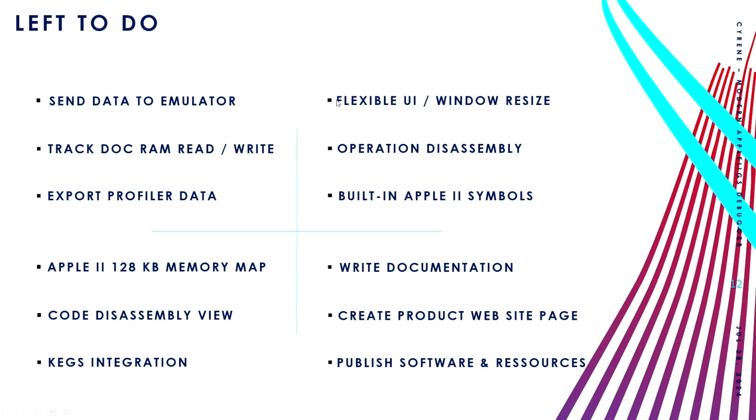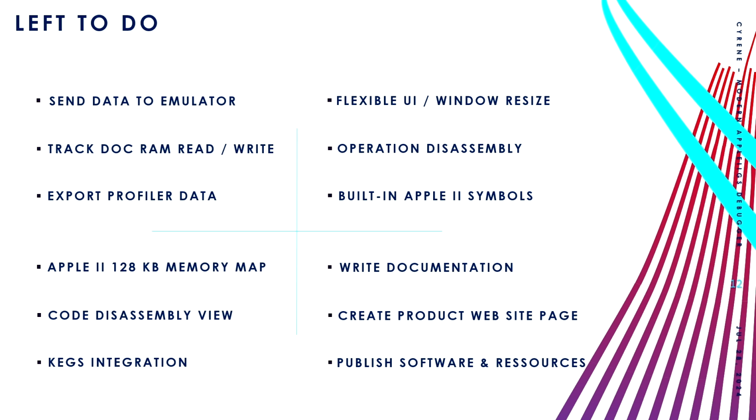I have some work to do on the UI itself. For example, let's make the window resizable and so on. I need to improve a little bit the disassembly part. We'd like to bring much more built-in Apple II symbols so we can navigate in the source of the ROM more easily. Could be interesting to have a dedicated version of the memory map for the Apple II with a 128K with the language card bank and so on.